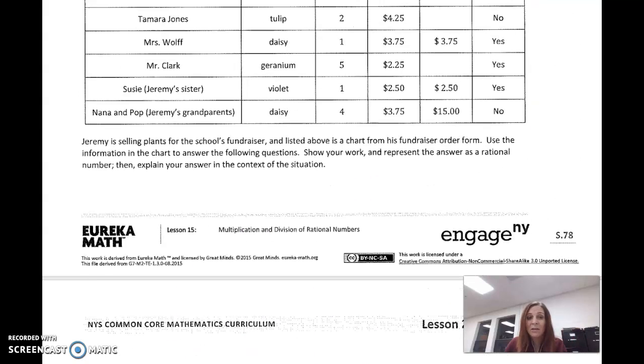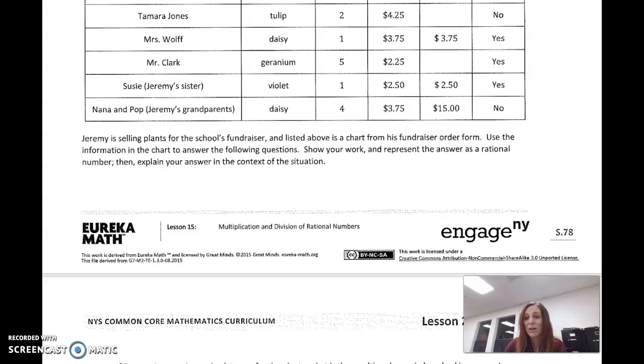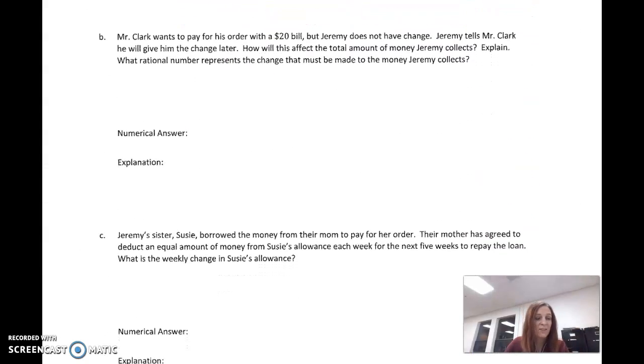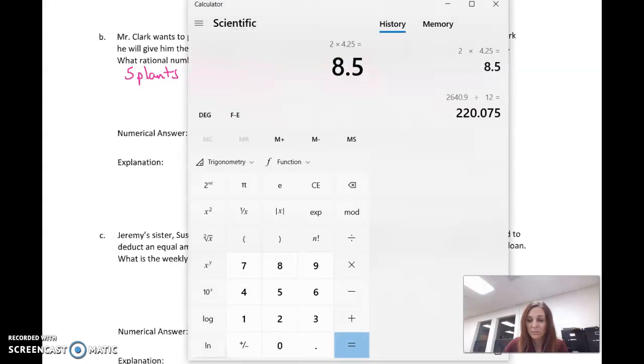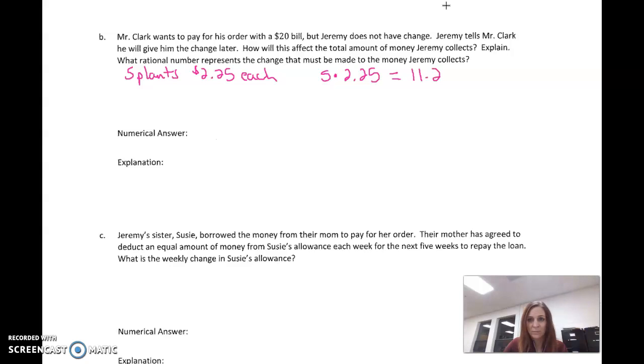What is Mr. Clark buying? Well, he's buying a geranium. He's buying 5 of them, and they're $2.25 each. So we're talking 5 plants, $2.25 each. Okay? So if we want to figure out his price, I'm just going to go 5 times $2.25. $11.25. But that's how much he owes, and he's paying with the 20. If he owes $11.25, but he pays with a 20, how much change does Jeremy need to give him? Well, we can figure that out by subtracting. Okay? And if we subtract those two things, we get $8.75.